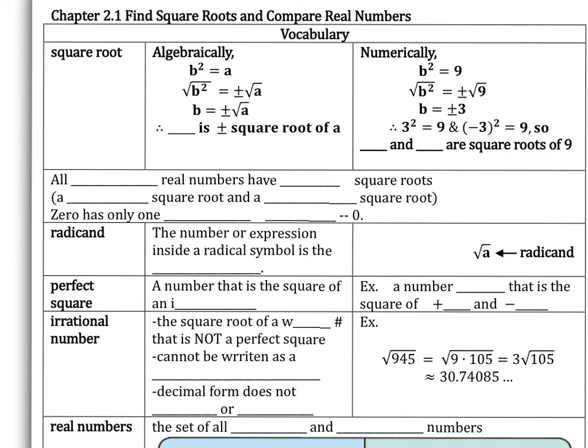2.1. Find square roots and compare real numbers. Square root. Algebraically, we could define b squared equals a. When we square both sides, you need to set b squared equal to positive negative square root of a. Therefore, this means b is positive negative square root of a.